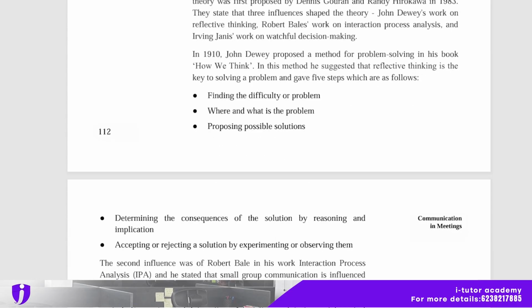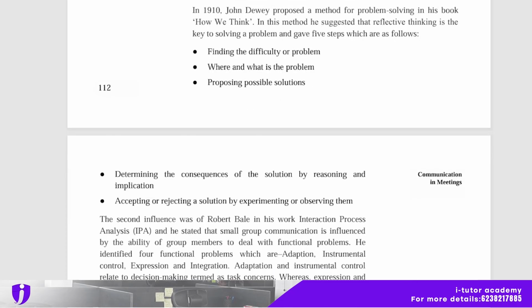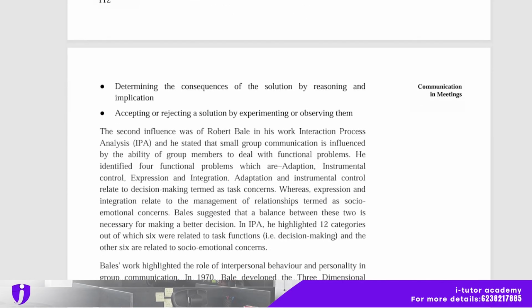So in this method, John Dewey suggested that reflective thinking is the key to solving the problem, and gives 5 steps, which are as follows: finding the difficulty or problem, where and what is the problem; proposing possible solutions; determining the consequences of the solution by reasoning and implication; accepting or rejecting a solution by experimenting or observing them.